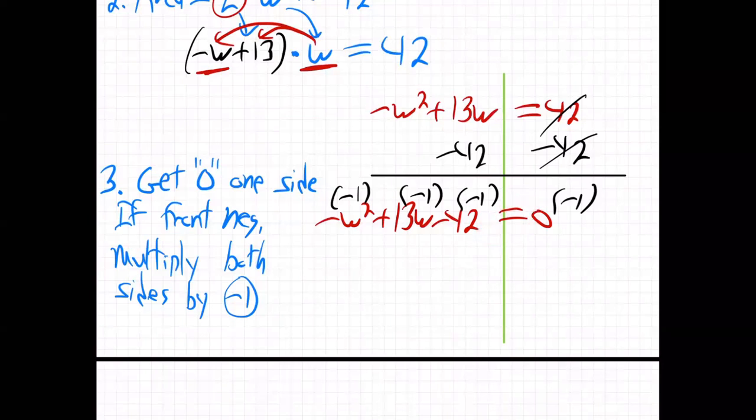That's only reasonable. So what do you get then? You get plus w squared minus 13w plus 42 equals, and what's -1 times 0? What's anything times 0? Still 0. Looks like nothing happened over there.